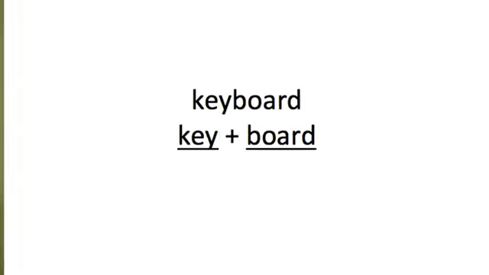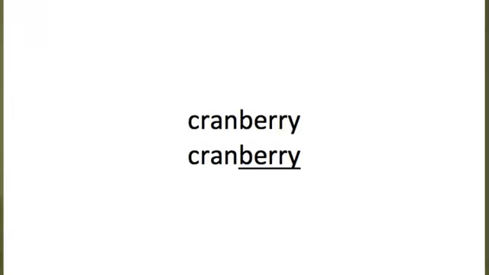Let's take the next word, keyboard. Keyboard uses a slightly different word formation process, but it has two morphemes, key and board. Both of those are meaningful. We can pretty easily define them. We combine those separate words, separate morphemes, together to form a new word, keyboard. Keyboard has two morphemes. What about cranberry?